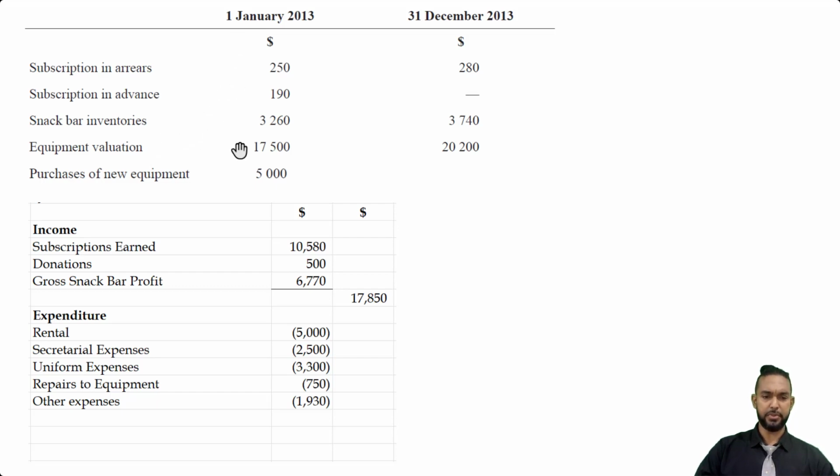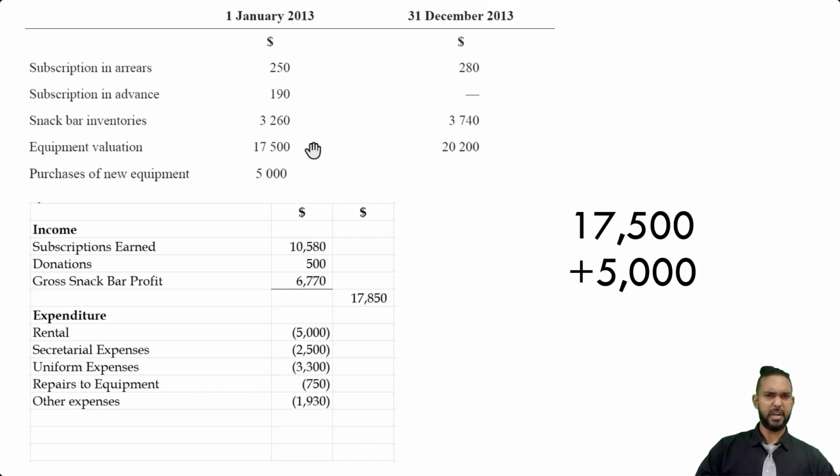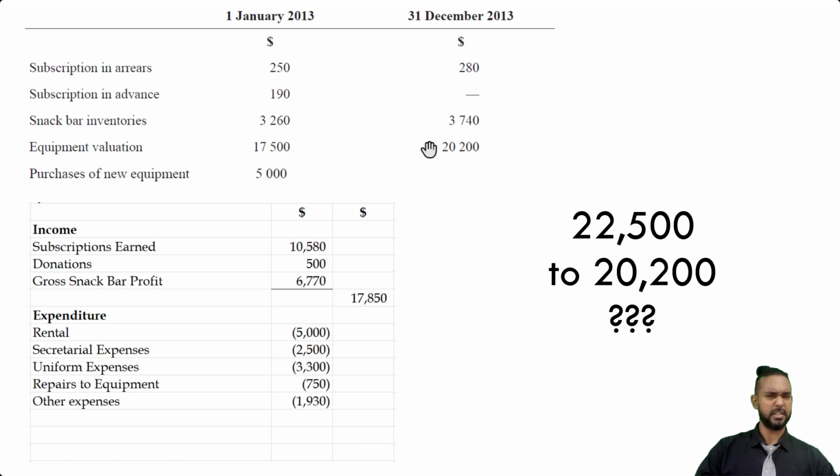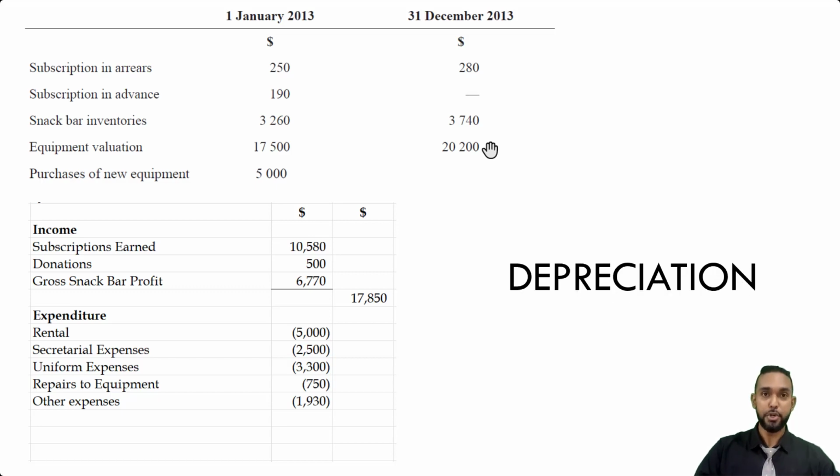So 1 Jan 2013, we had 17,500. 31st December 2013, we had 20,200. And don't forget, in the receipts and payments, we bought 5,000 worth of equipment. So if we started off with 17,500 and bought 5,000 more, you'll have 22,500. How do we get from 22,500 to 20,200? That's a fall, right? That's a decrease in value, and that can only be accounted for, well, apart from disposals of equipment, which we aren't told about, by depreciation.